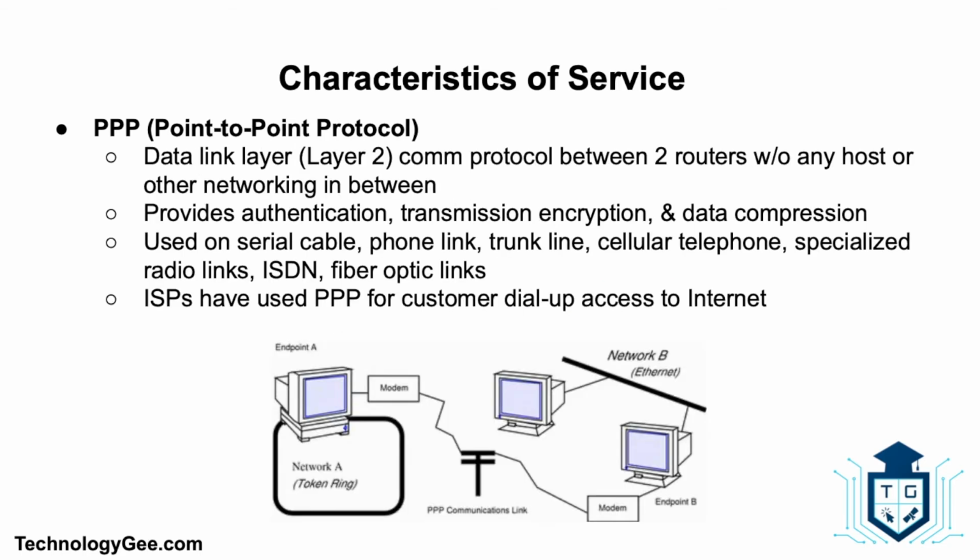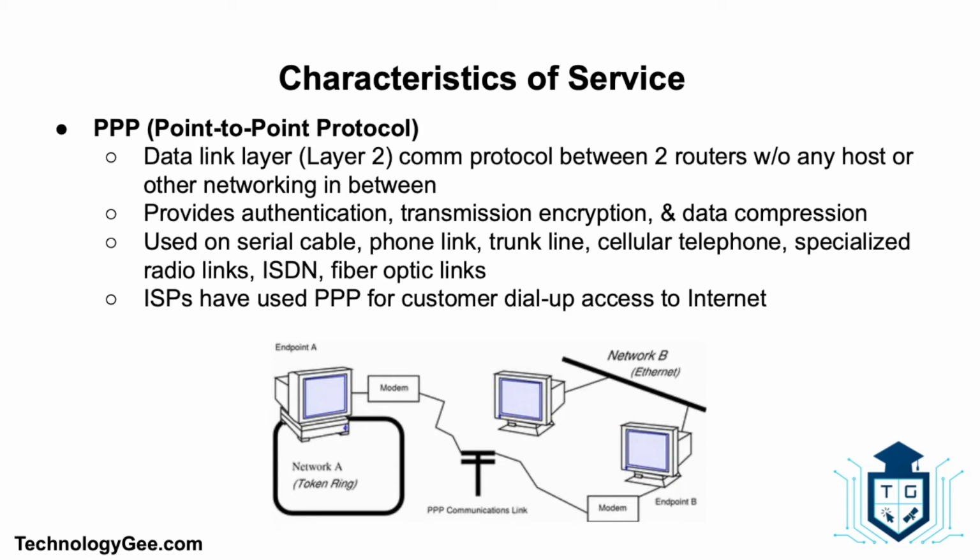Let's talk about Point-to-Point Protocol. This is a data link layer, or layer 2, communication protocol between two routers without any host or any networking in between. It can provide connection authentication, transmission encryption, and data compression. Point-to-Point Protocol is used over many types of physical networks, including serial cable, phone links, trunk lines, cellular telephones, specialized radio links, ISDN, and fiber optic links.